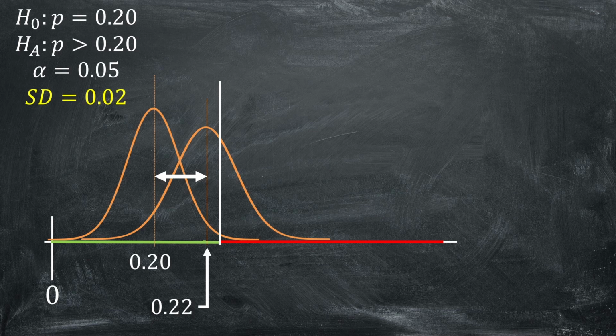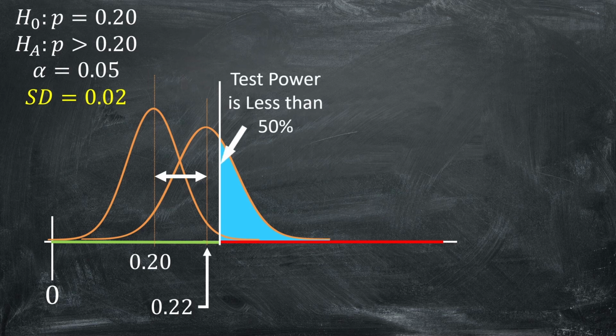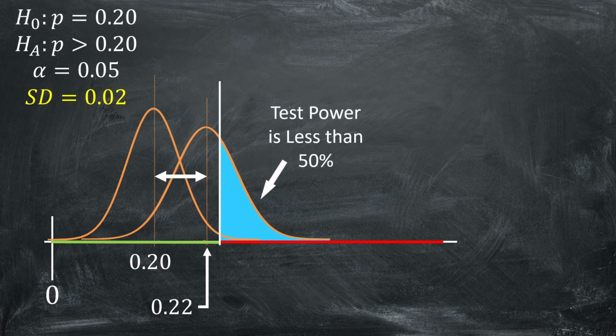Right, so now we have one more thing to talk about, and that is the effect of increasing the sample size on the power of the test. So here you can see in yellow, that's the standard deviation under our initial scenario where the sample size was 400. And here we're going back to the assumption that the true proportion is 0.22. And so the blue shaded area would be the power under this scenario. And I want you to notice that the power in this case is less than 50%.